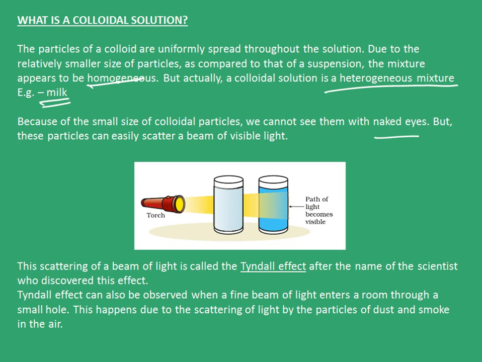But these particles can easily scatter a beam of visible light, as shown in this picture. The scattering of beam of light is called the Tyndall effect, after the name of the scientist who discovered this effect. Tyndall effect can also be observed when a fine beam of light enters a room through a small hole. This happens due to the scattering of light by the particles of dust and smoke in the air.